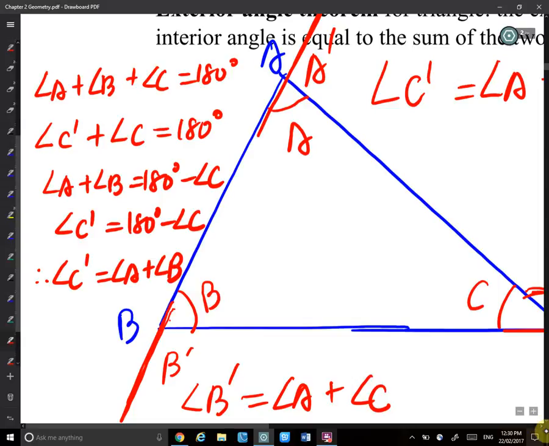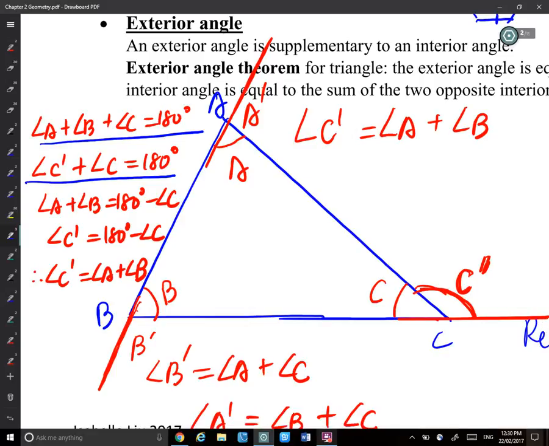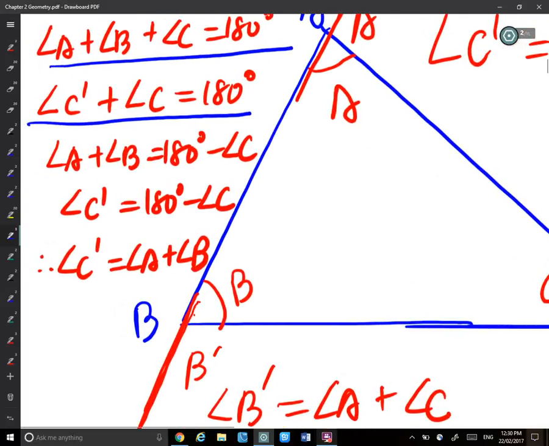That's the inner summation for triangles, and C plus C dash is a straight angle, which is 180 as well. So A plus B is 180 subtract C, and C dash is 180 subtract C as well. Because they're both equivalent to the same thing, C dash must be the same as A plus B.